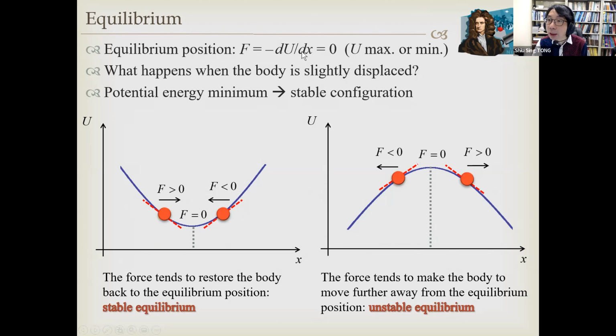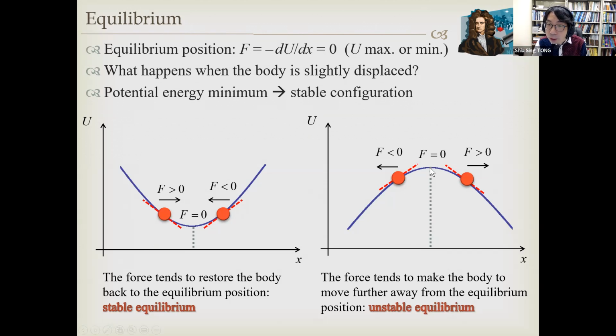Again, we have dU/dx equal to 0. There's no force there. The slope here is 0, right? But it is very different from the stable equilibrium. If we displace the object slightly to the right, we draw a tangent to the curve, and the force always goes in the direction of decreasing U. So the force is now to the right, right?